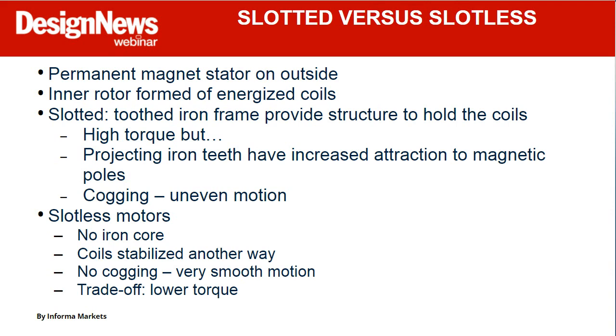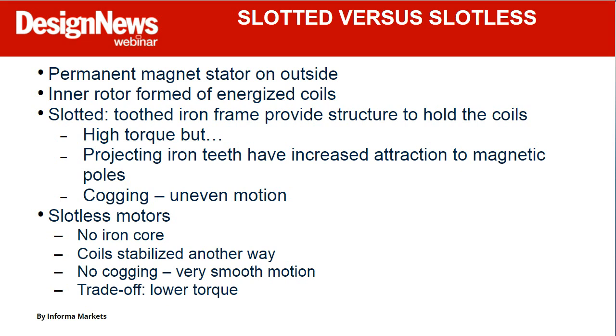Another key thing I want to hit is cogging, slotted versus slotless. And this is where I bring up the fact that I mentioned at the beginning, there aren't any hard and fast rules about brush versus brushless as far as where the coils are and where the magnets are. So you can have slotted, brushed and brushless. You can have slotless, brushed and brushless. But let's assume a motor with a permanent magnet stator on the outside, and you've got a rotor with energized coils.